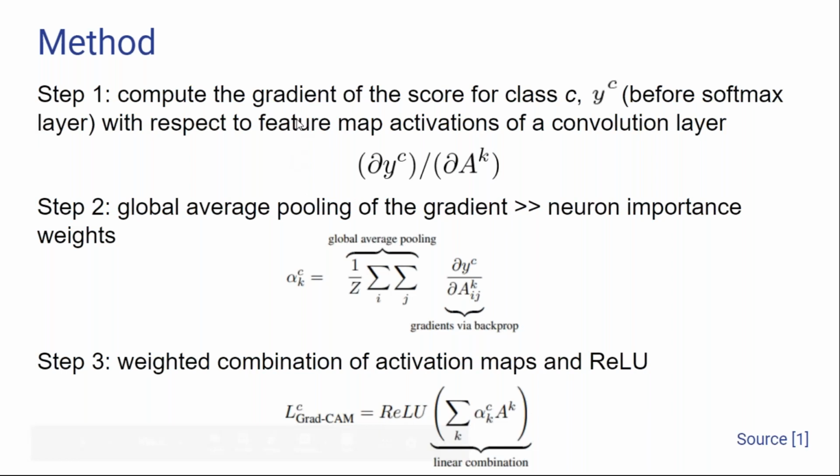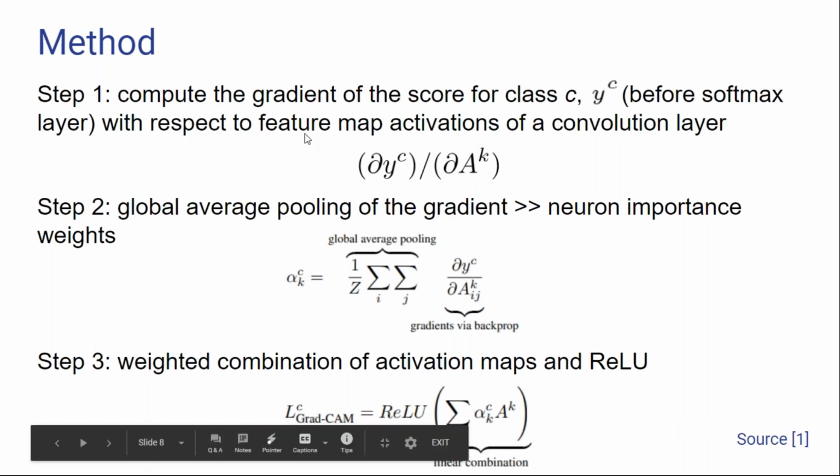I will explain again. You have a score for all your classes, and you select which class you want an explanation for. You compute the gradients of that particular class with respect to the feature map activations, and you get a gradient. Then you do a global average pooling of that gradient, which will give you the weights. If you multiply these weights into the actual feature map activations and apply a ReLU, that will give you your actual Grad-CAM.